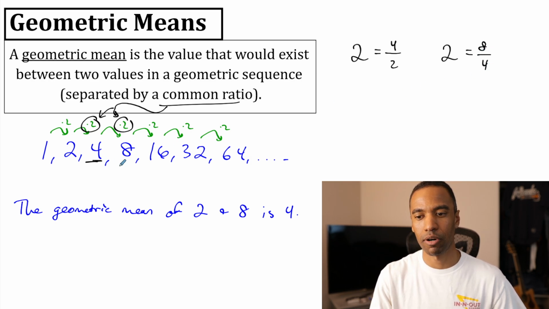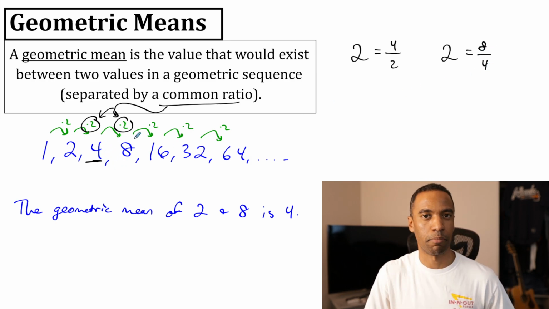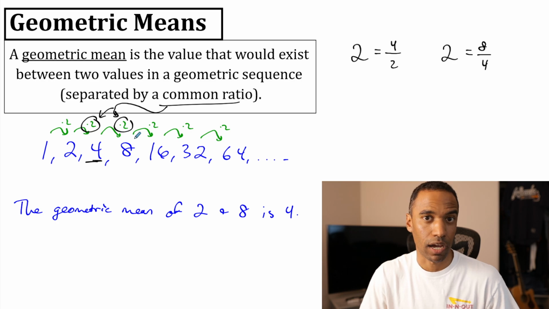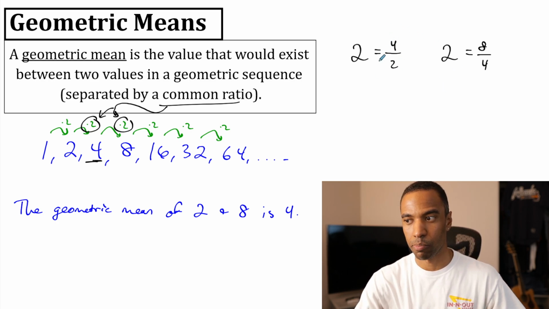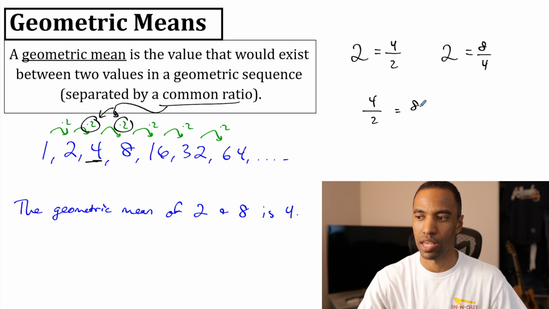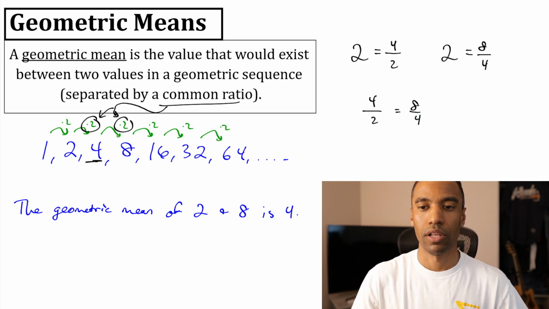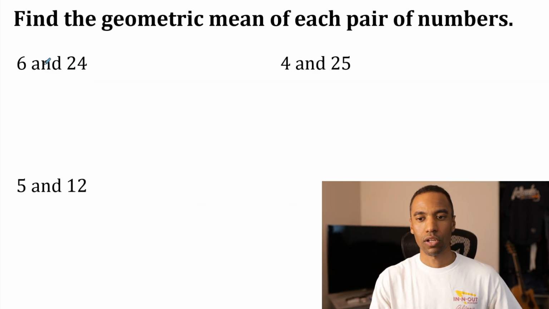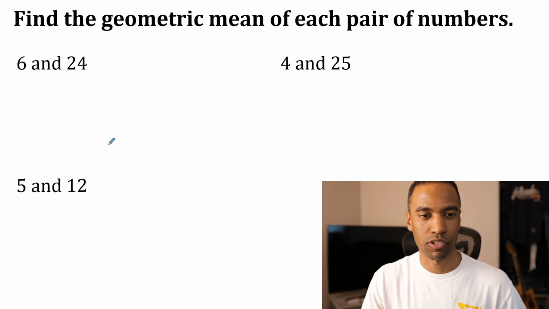If I take a number in my geometric sequence and divide it by the number before it, I will get my common ratio. And I'm going to use this principle of these ratios and say, notice how they're equivalent. 4 over 2 is the same as 8 over 4 right there. So let's go to the next page. Let's take a look at trying to find the geometric means of some of these values here.